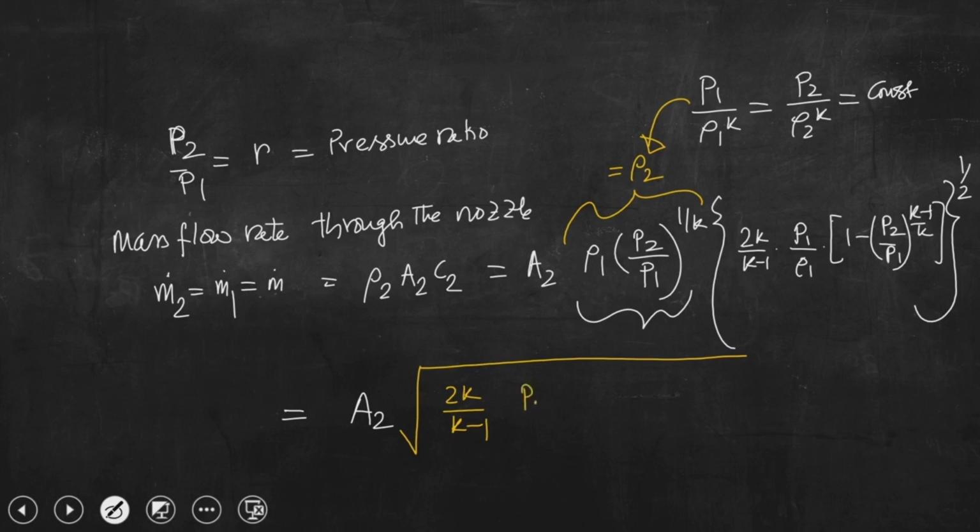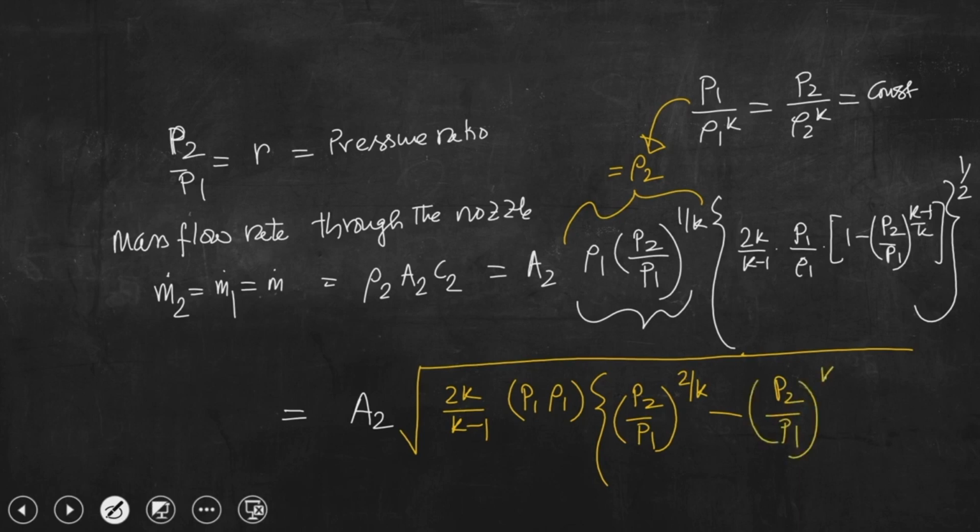So, we will be getting P1 into rho 1, and this P2 by P1 power 1 upon k will go inside as P2 by P1 power 2 by k. Then if we take it inside, we will be getting P2 by P1 power 2 upon k minus 2 upon k plus k minus 1 upon k. So, it should be k plus 1. So, that is P2 by P1 to the power k plus 1 upon k. That is the expression of mass flow rate upstream at the exit of the nozzle.